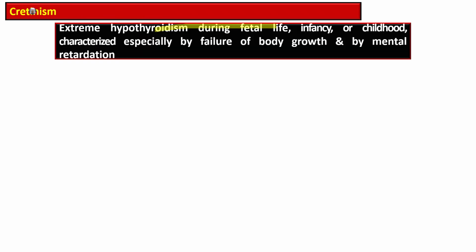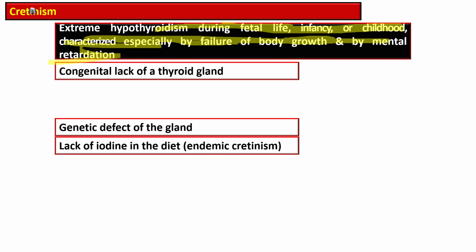Extreme hypothyroidism during fetal life, infancy, or childhood, characterized especially by failure of body growth and mental retardation, is a condition termed as cretinism. It is characterized by impaired body growth, severe mental retardation. The types are congenital cretinism. There is no thyroid gland formed since birth, or there may be genetic defect of the gland. There is presence of the thyroid but unable to produce the hormone.